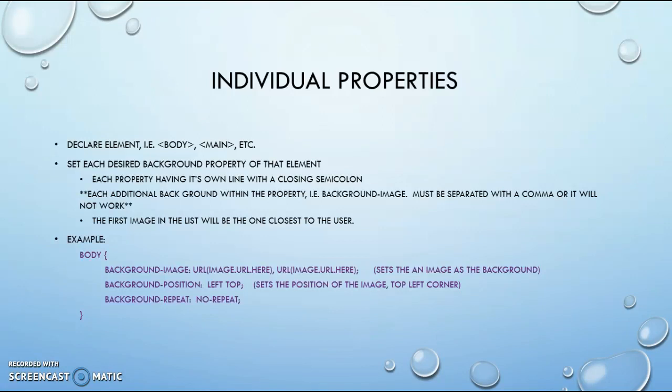So here's my example below. You've got the body, you've got a body image. Here's one URL for an image, another URL for an image, and that sets the images as the background. The first one's going to be closest to the user. It might be the smaller one positioned somewhere, and then the next one's going to be behind it, a little bit bigger. And then you can see that the background positioning, left top, has its own line, and then no-repeat, I put that in there as well, has its own line with a closing semicolon.